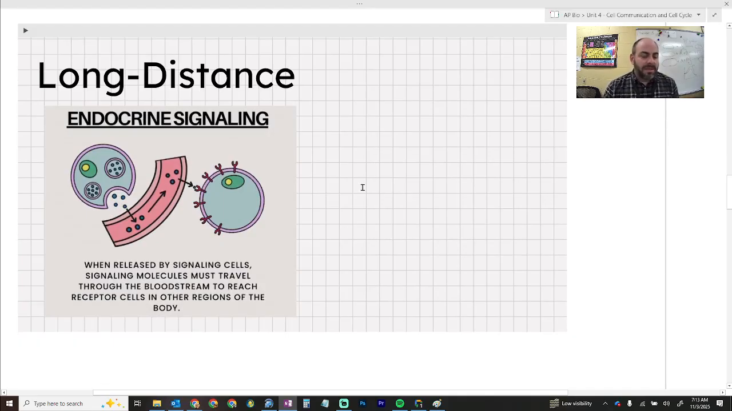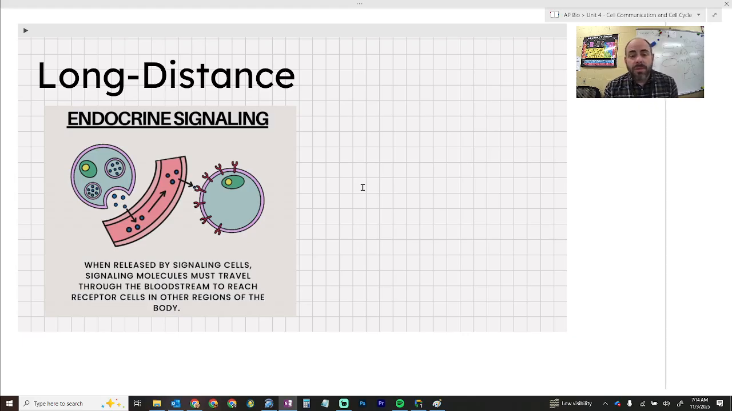Then there's long distance communication. So long distance communication has to do with any sort of signaling that involves like the bloodstream, right? Particularly in larger organisms, using the circulatory system for the signal molecule to get from one area of the body to another area of the body. This isn't necessarily just a human thing, and it could be plants too, right? Plants can use different kinds of signaling as well, but just long distance from one area to another area, usually using the circulatory system or something along those lines.